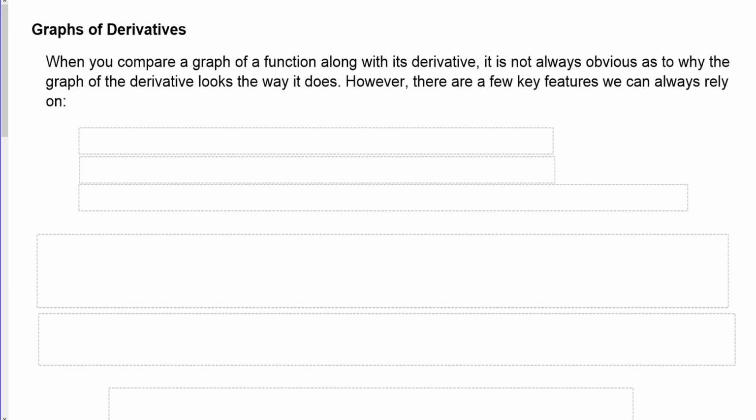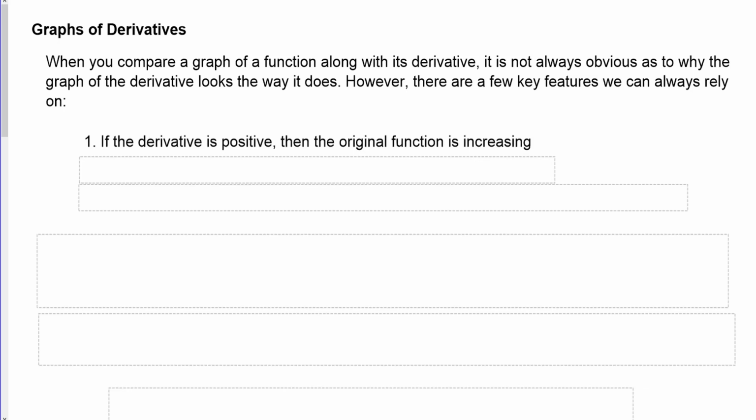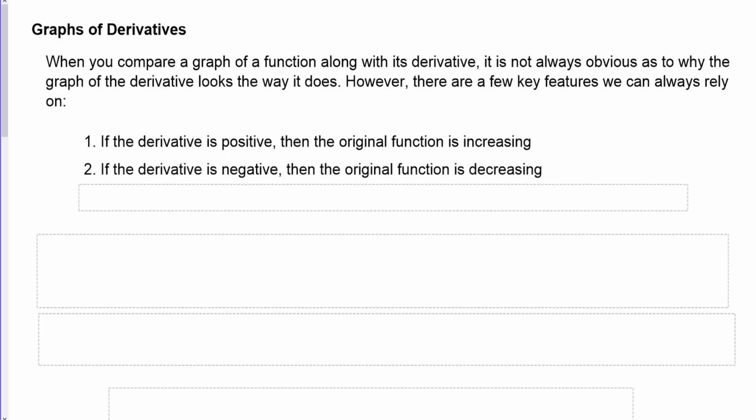Now let's take a look at some graphs of derivatives. When you compare the graph of a function to its derivative, it's not always entirely obvious why the graph of the derivative looks the way it does. However, there are a few key features we can always rely on. One, if the derivative is positive, so if the graph of the derivative is above the x-axis, then the original function is increasing. If the derivative is negative, then the original function is decreasing.